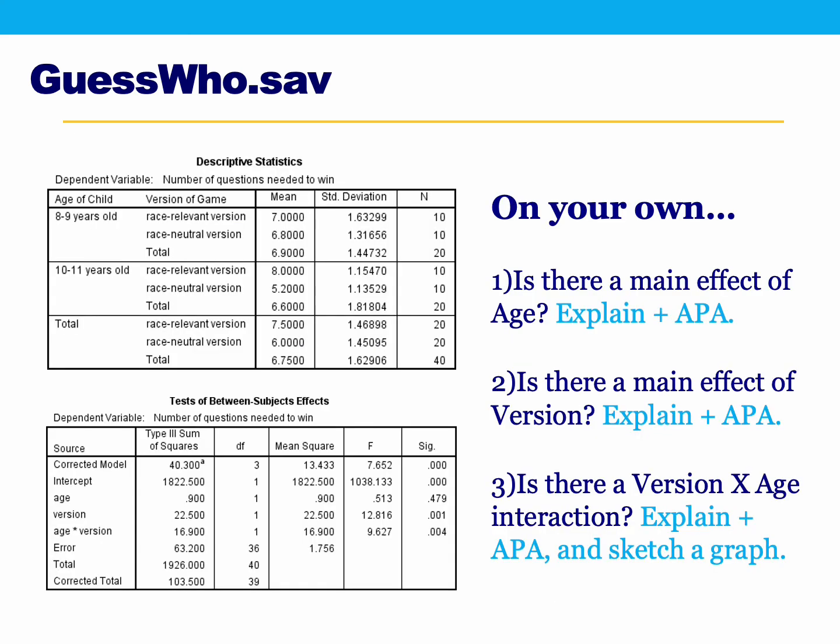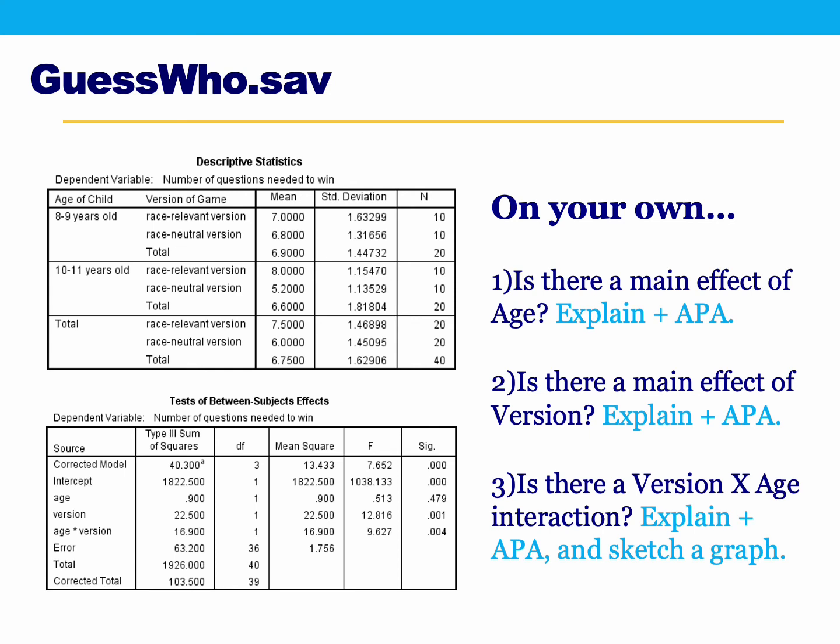So here is the SPSS output. And what I would like you to do is tell me if there's a main effect of age, okay? And I want you to report that in APA style. I want you to tell me if there's a main effect of version of the game, and I want you to report that in APA style.